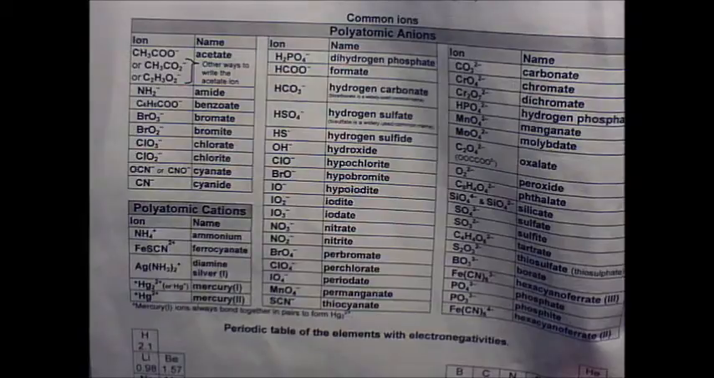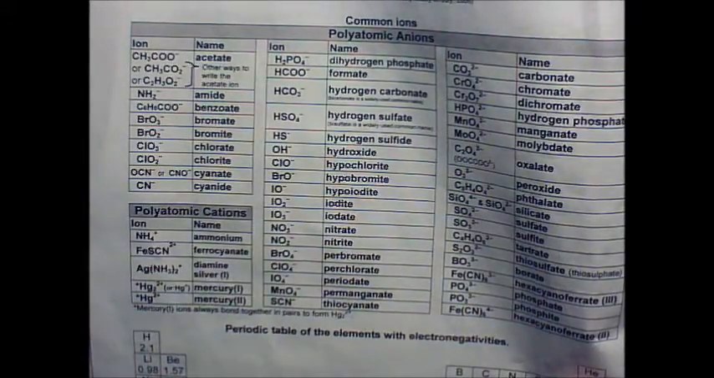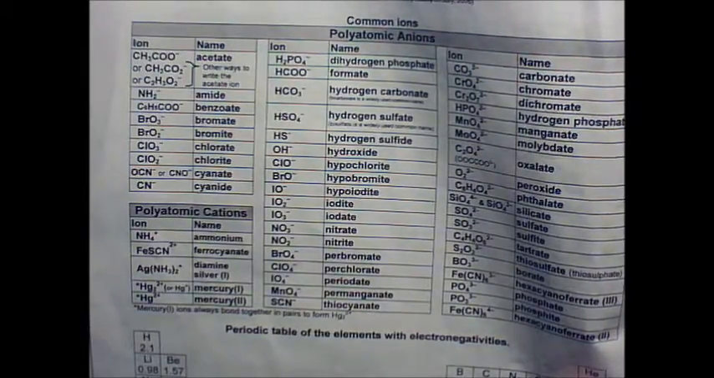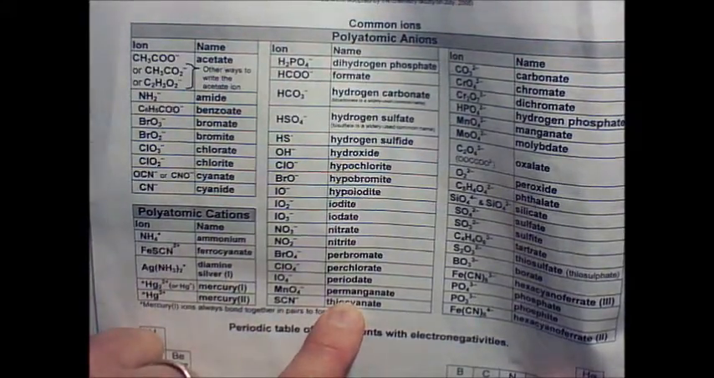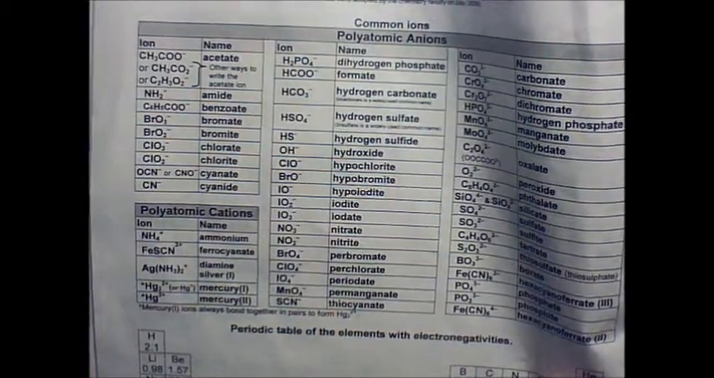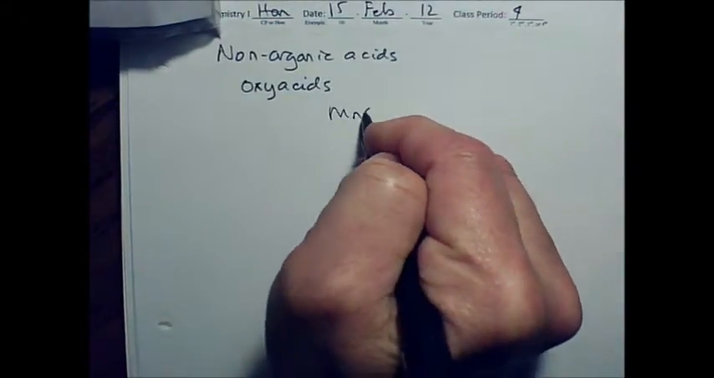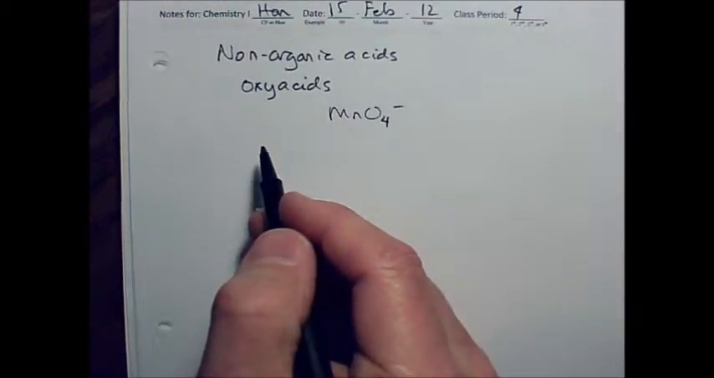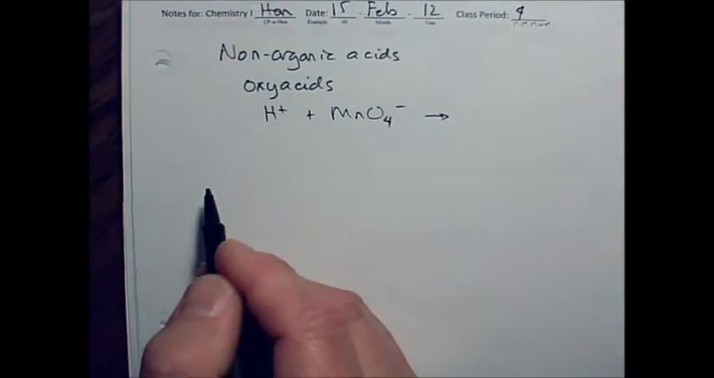Okay? Permanganate. I don't know of an acid that's formed from that, but we can do it anyway. Just for this exercise, we can write the acid. We need what on the front of this? Hydrogen. Actually, hydrogen ions. How many of each do I need?